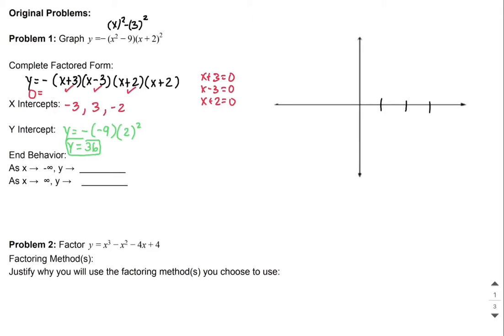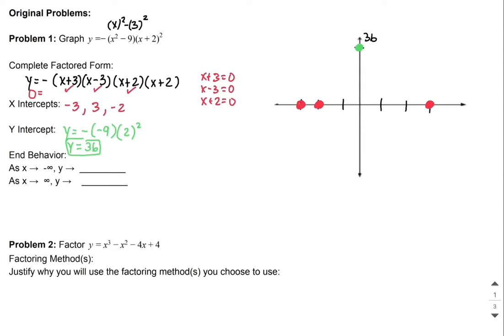And I'm going to plot that important information. So just sketching here. My x-intercepts are negative 3, positive 3, and negative 2. And for my y-intercept, I'm not going to draw 36 dashes. I'm just going to put 36 up here, label it 36, and put a point there.